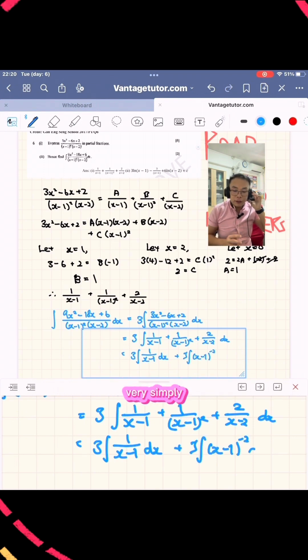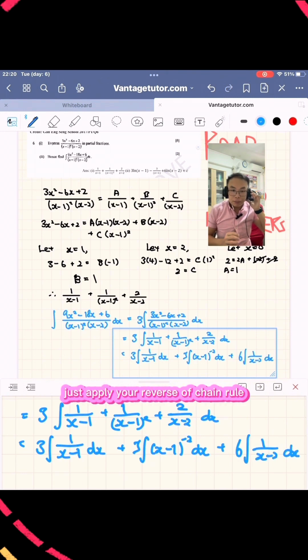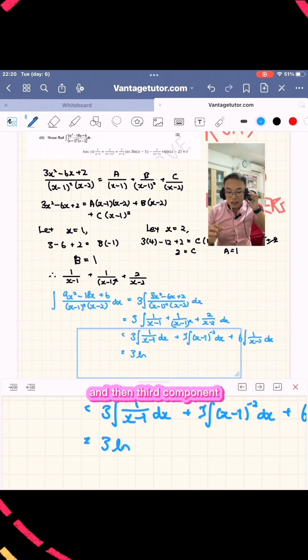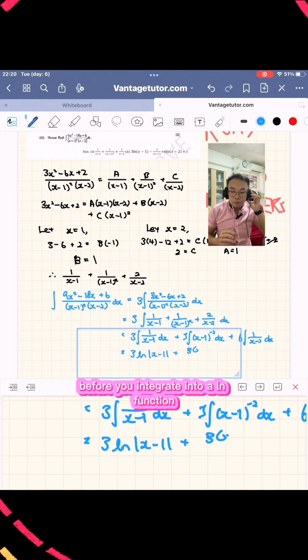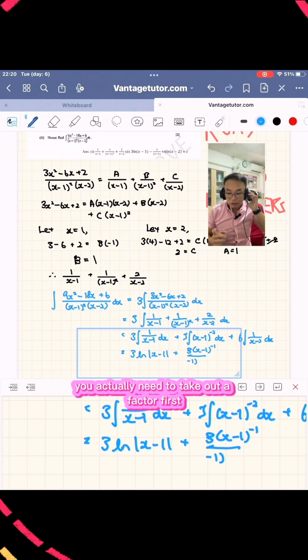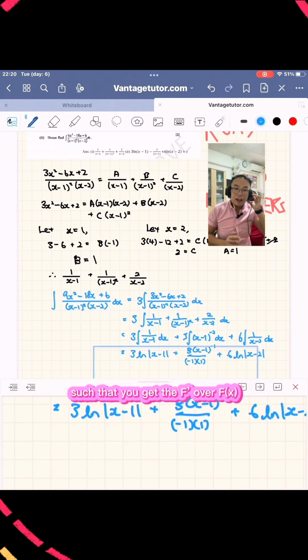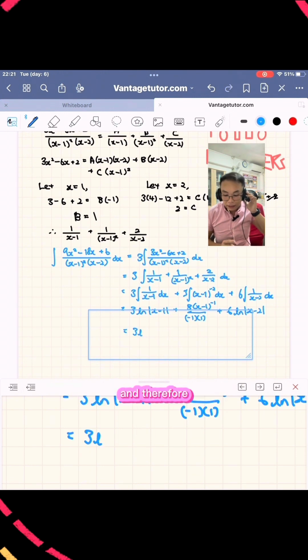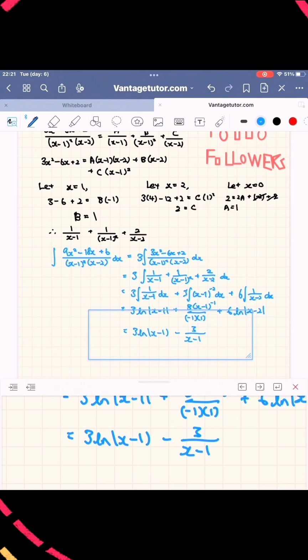The first component, very simply, just integrates into a ln function. Second component, just apply the reverse of the chain rule. And then the third component, before you integrate it into a ln function, you actually need to take out a factor first, such that you get f prime of x over f of x. And therefore, you get the answer, which is what you see right here.